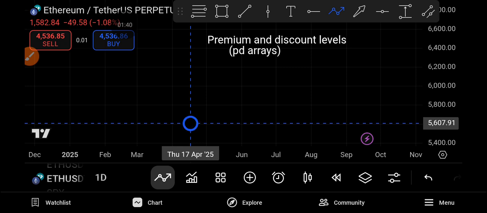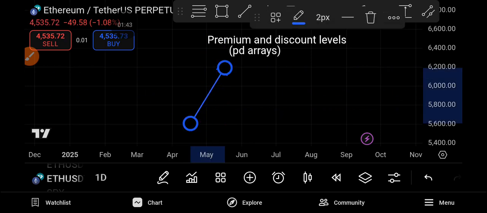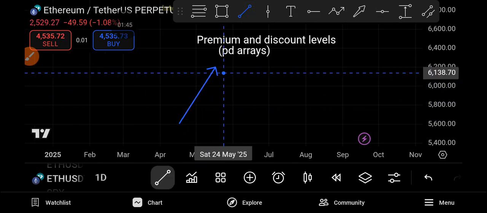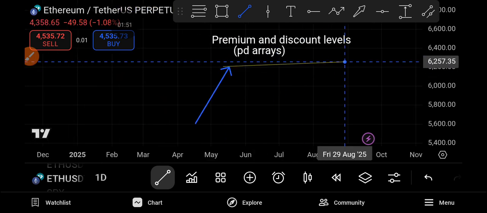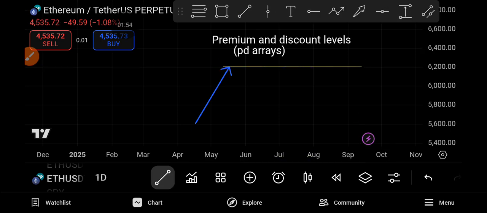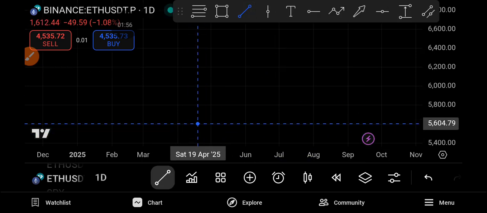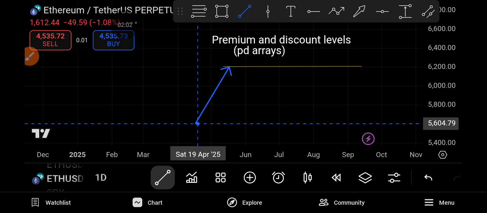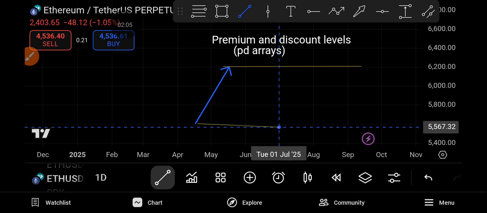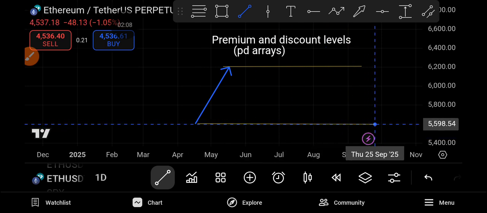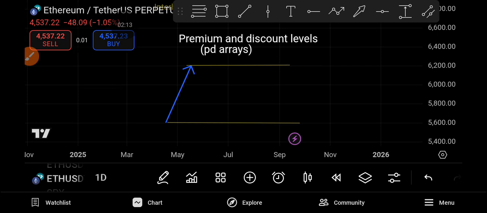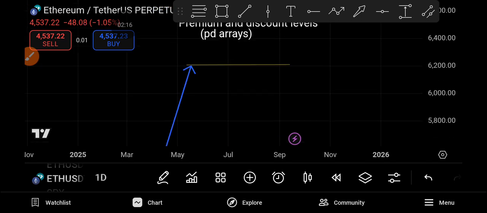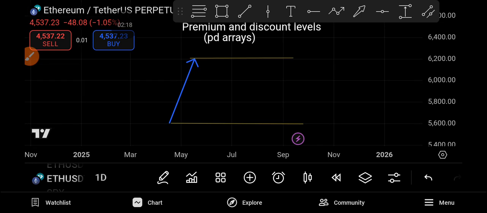Assume we had our range here, from here to there. Let's do it very well. If this is our range, we will have what we call the premium and the discount levels, as I told you about premium and discount levels earlier.